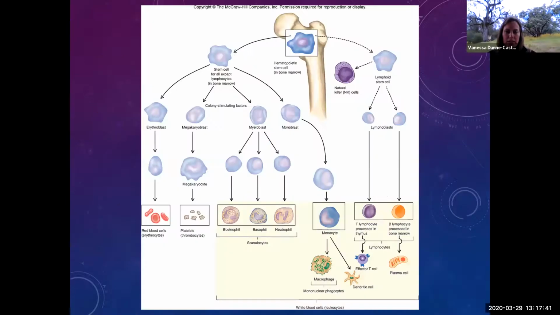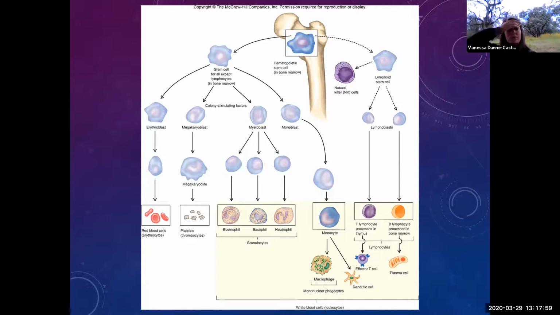So this picture and the next one, I like them. I put two different versions of the same picture in, just to help show you where each of these cells are derived from.